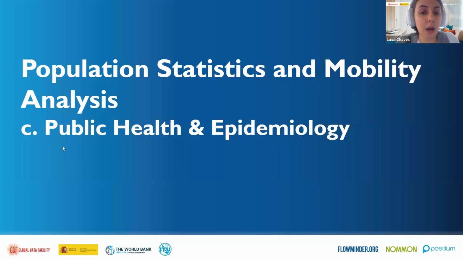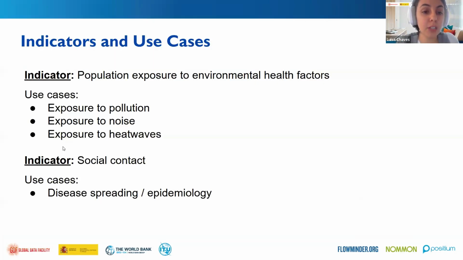Now let's move to public health and epidemiology. Traditionally, static population data, such as census, are used to analyze exposure to environmental health factors and social contact indicators. But these data sets have an important limitation, as I have already said before. They don't account for people's movement, even though population distributions change over time. As a result, local planners struggle to access exposure data that is up-to-date, comprehensive, and detailed enough for decision-making.